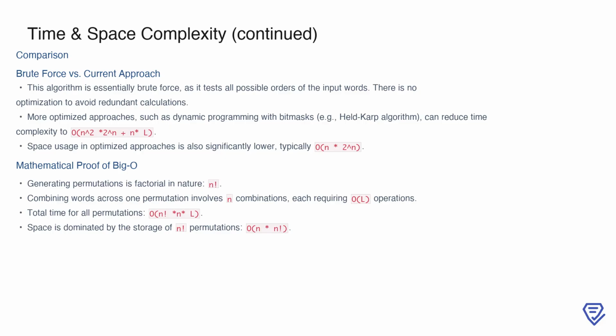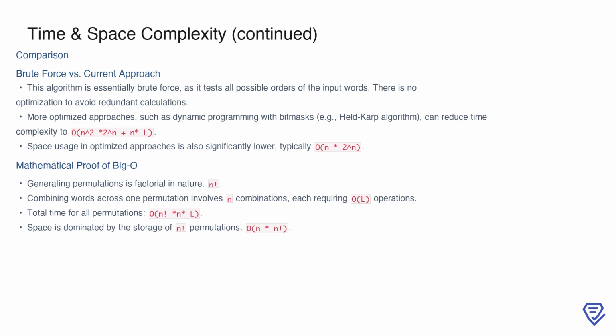In contrast, more efficient approaches, such as dynamic programming with bitmasks, like the Held-Karp algorithm, can significantly reduce the time complexity to O(n² × 2ⁿ + n × L). The space usage in such optimized approaches is also much lower, typically O(n × 2ⁿ).